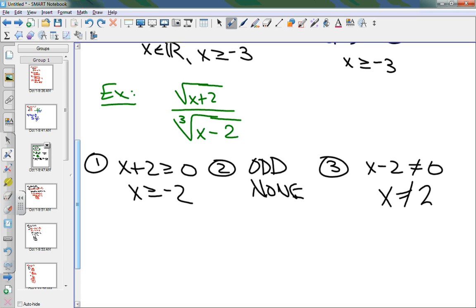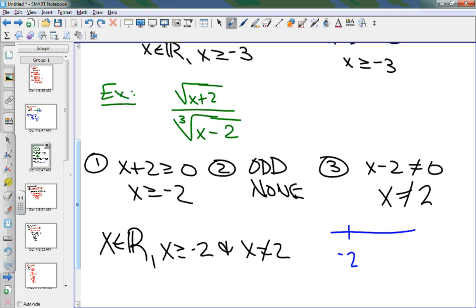So now you have to put all 3 of these restrictions together and write it as one answer. So what is that? X is an element of the reals, greater than or equal to negative 2. X cannot be 2. You know why? Because here's negative 2. Right? But can it be 2 whenever you get up here? There has got to be a hole there. Do we see that? Do we all understand domain a little bit better?